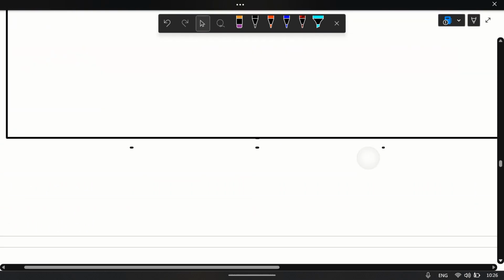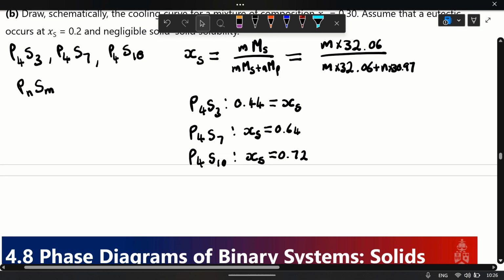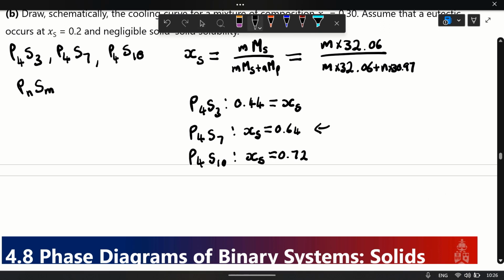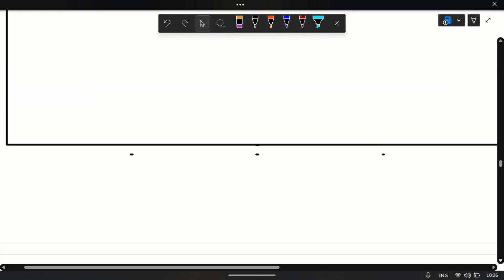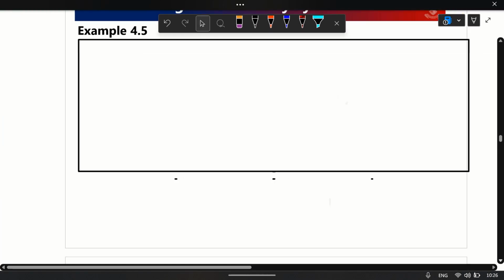What we can immediately do, as I quickly looked it up, is note that this one has the highest melting point of the three, so this one is the lowest, and this is the median. Because we're doing it schematically, it doesn't really matter what the exact values are.